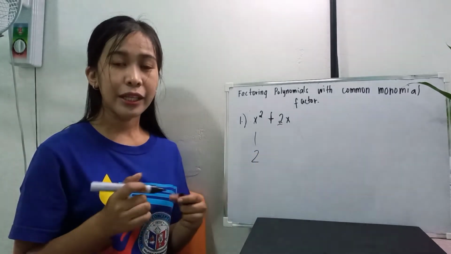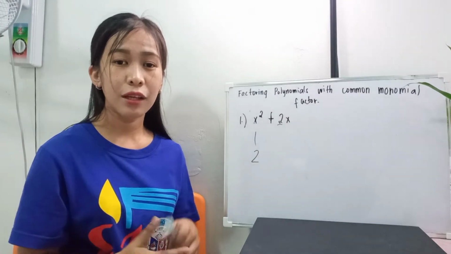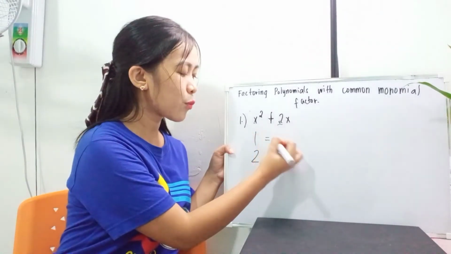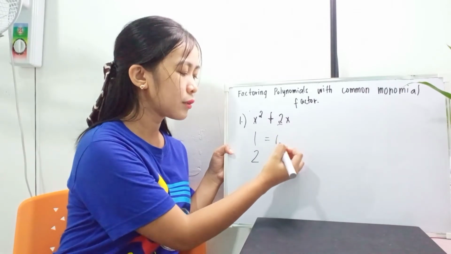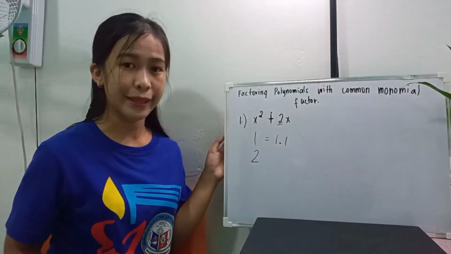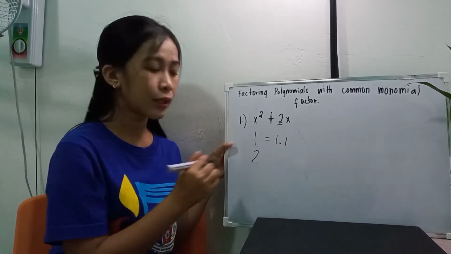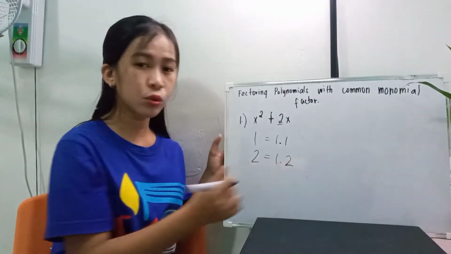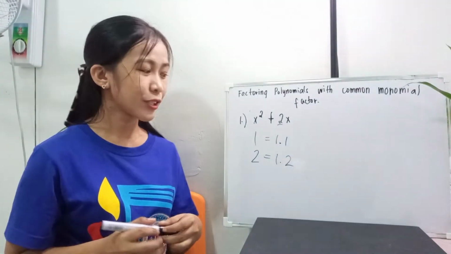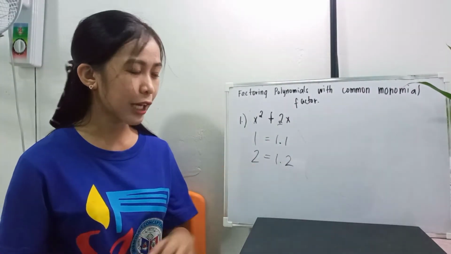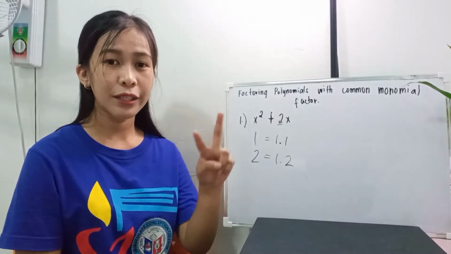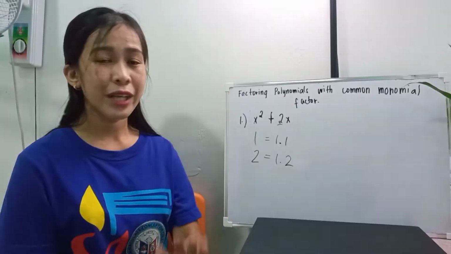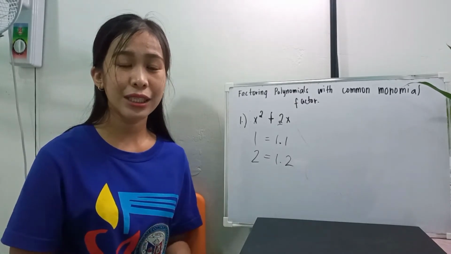Alright? And what we are going to do is to find the factors of 1 and 2. And the factors of 1 is, of course, 1 times 1. Kasi 1 times 1 is 1. And the factors of 2 is 1 times 2. Tama? So, there are the factors of 2. Wala na tayong mahahanap pa na dalawang number na kapag pinag-multiply is 2 ang sagot. Tama? From that, mahanap natin yung greatest common factor.